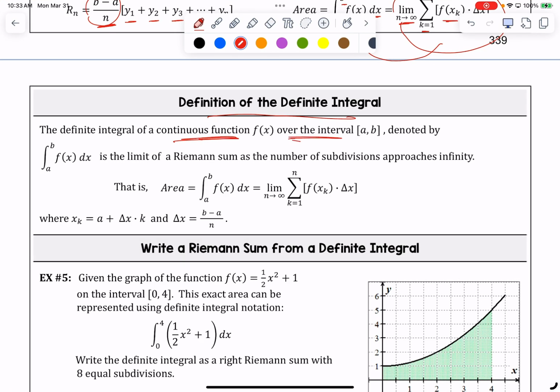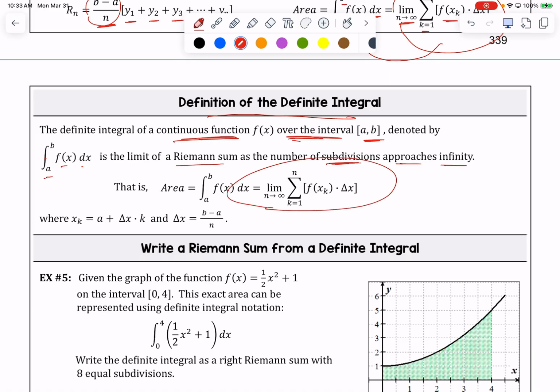All right. So the definite integral of a continuous function f of x over the interval from a to b, denoted by the definite integral from a to b of f of x dx, is the limit of a Riemann sum as the number of subdivisions approaches what?